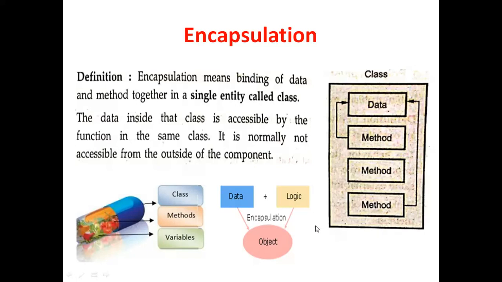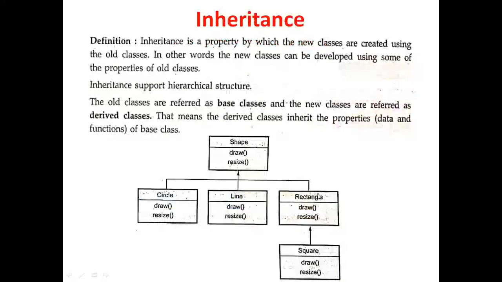So encapsulation is just like a capsule which consists of medicine inside. The same way, a class consists of data as well as functions. Both things are bound together, which is called encapsulation. Now we'll see inheritance. Inheritance is a property by which a new class is created using an old class.